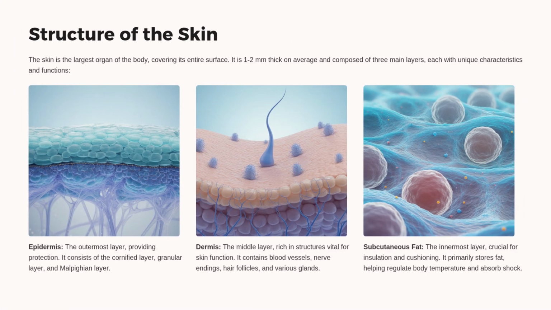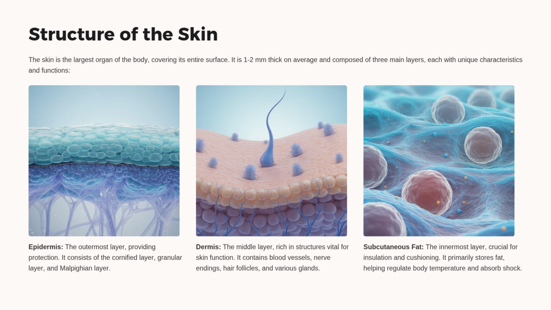Structure of the skin. The skin is the largest organ of the body, covering its entire surface. It is 1 to 2 millimeters thick on average and composed of 3 main layers, each with unique characteristics and functions. Epidermis, the outermost layer, providing protection. It consists of the cornified layer, granular layer, and Malpighian layer.